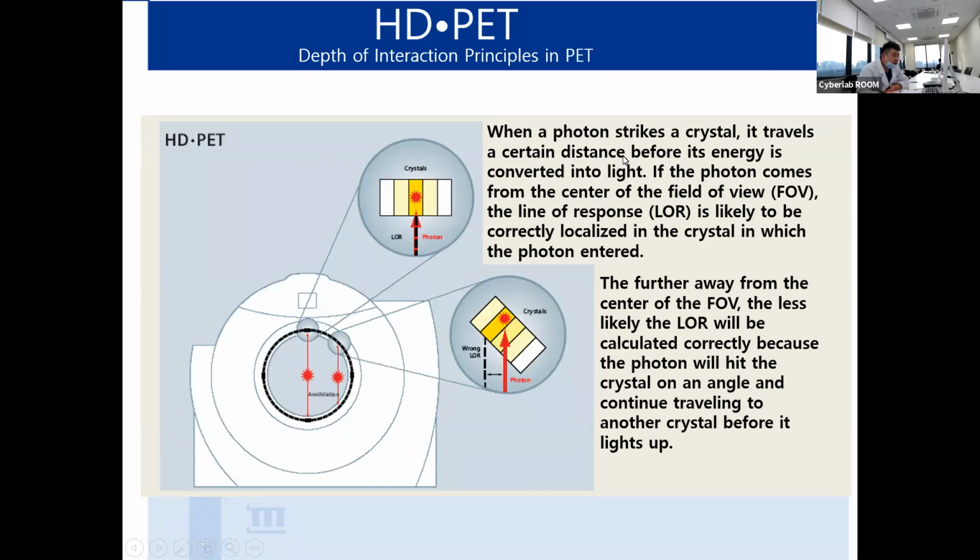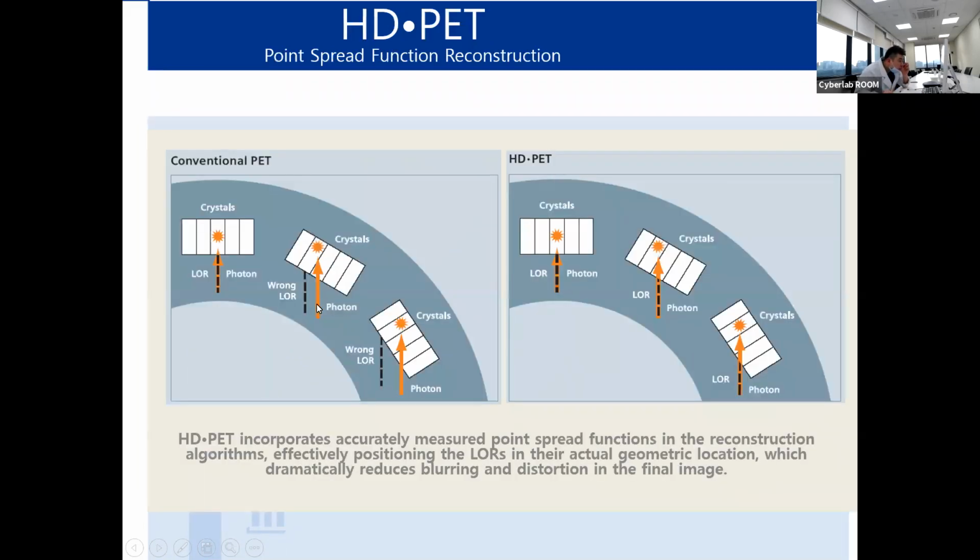So HD-PET means the PSF, point spread function, as you could have heard. The further away from the center of FOV, the less likely the LOR will be calculated correctly because the photon will hit the crystal at an angle and continue traveling to another crystal before it lights up. So the key is PSF, that alignment of a photon and a long LOR. This long LOR and the photon and corrected alignment.